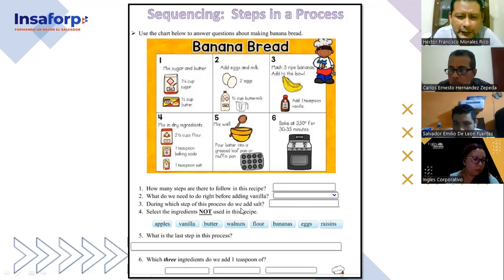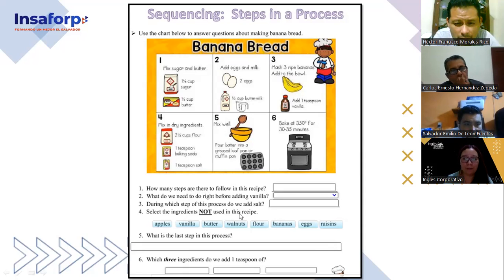Okay. How many steps are there to follow in this recipe? Six steps. Ocupamos desde acá: There are... to follow. En vez de decir solo six steps, usted contesta completo. There are six steps. Okay. There are six steps. Correct. Yes, very good.